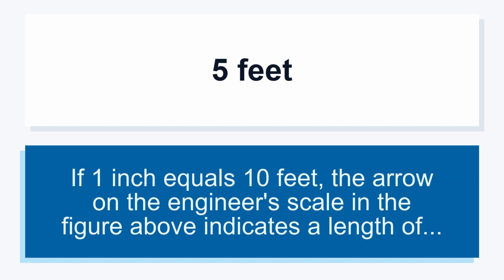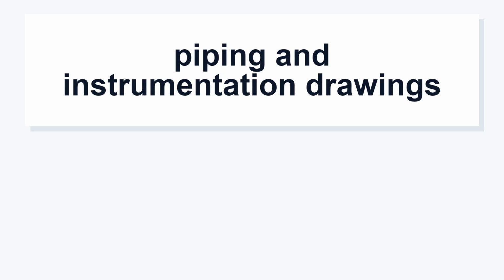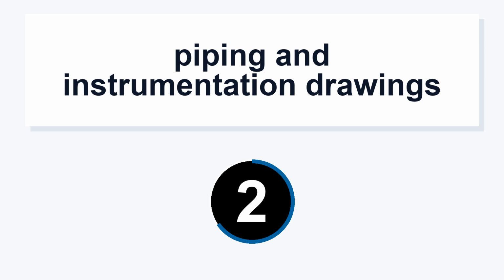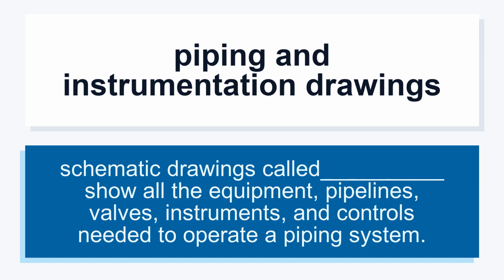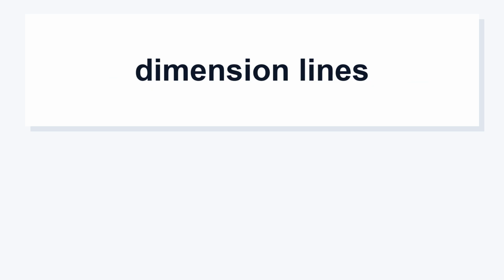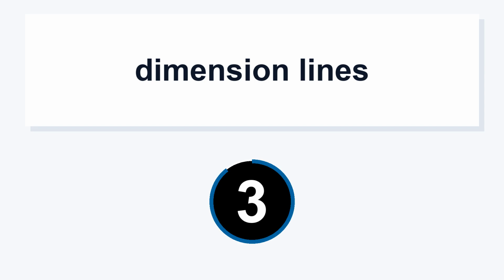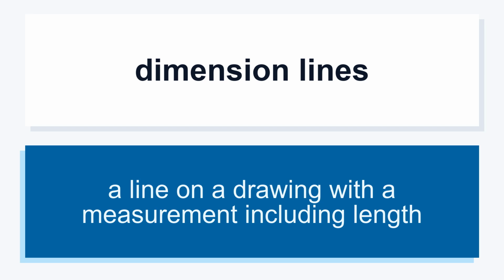5 feet. If 1 inch equals 10 feet, the arrow on the engineer's scale in the figure above indicates a length of. Piping and instrumentation drawings. Schematic drawings called ______ show all the equipment, pipelines, valves, instruments, and controls needed to operate a piping system. Dimension lines. A line on a drawing with a measurement including length.